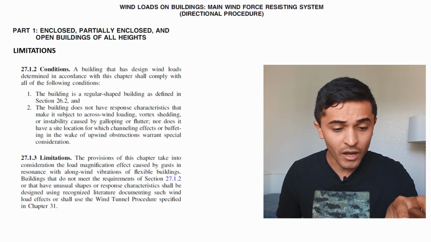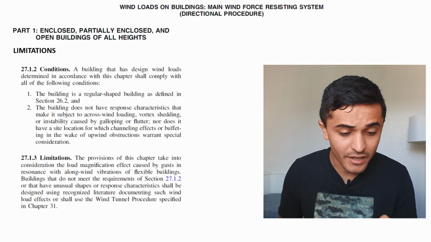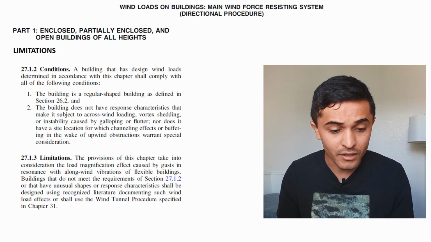The first thing I want to point out, as usual, are the limitations. This method is very lenient. It's the most lenient method in the sense that we can use it for a wide variety of buildings. The limitations that we have here are essentially the same limitations that we also have for all the other methods. And this is a paragraph from ASCE 7. It shows here the conditions and the limitations.